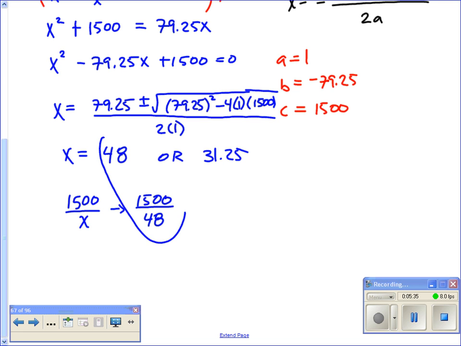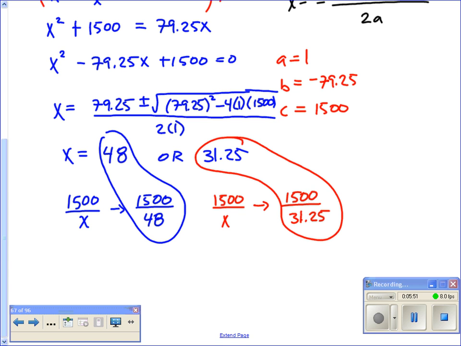So we could have this set, these being the two numbers, and then over here, the 1500 over x would be the second number. So if it's 31.25, we just need to simplify those. These two would be your two solutions. Okay, so that's it for that problem.